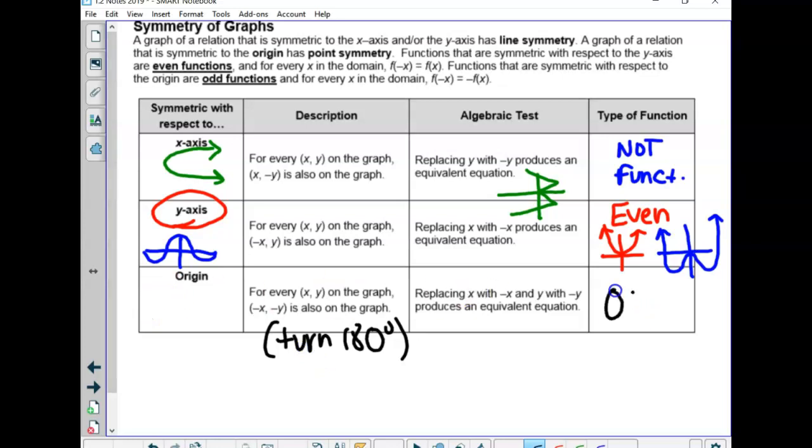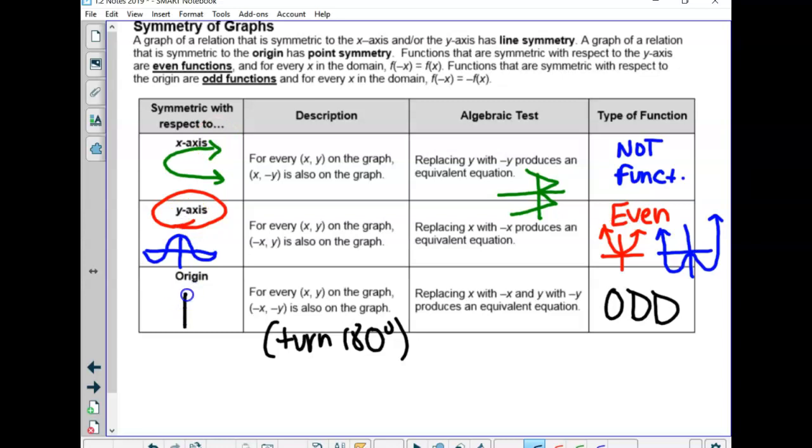This is called an odd function. I just remember odd goes with origin. And I remember even goes with y-axis because it's not even a function. It's an even function. If it's got x-axis symmetry, then it's not even a function. Y-axis symmetry would still be a function, so it's called even.